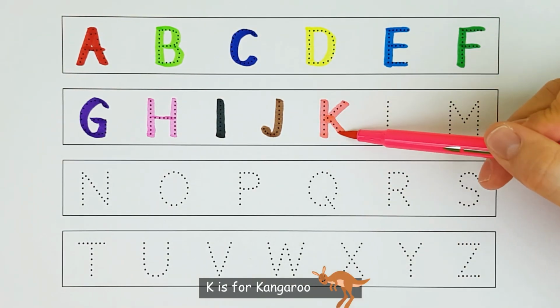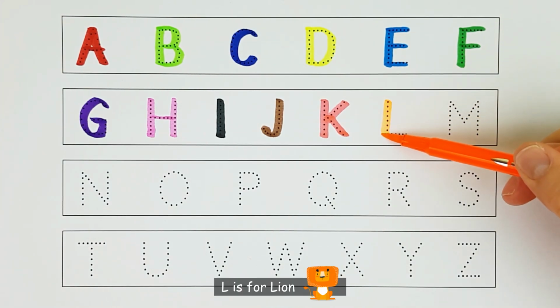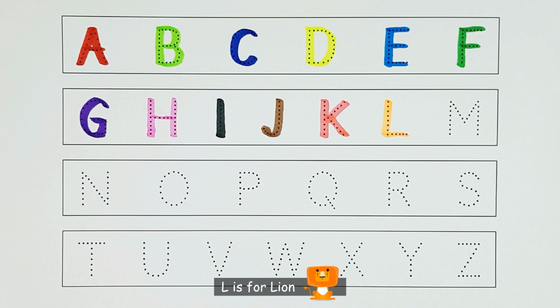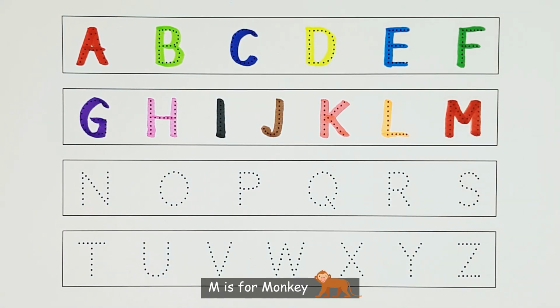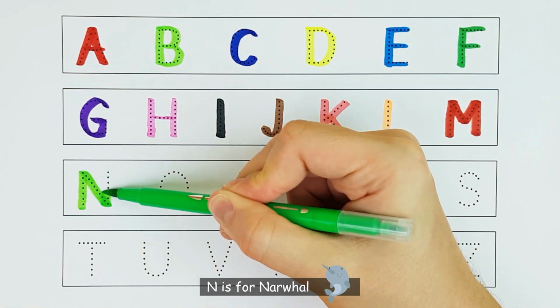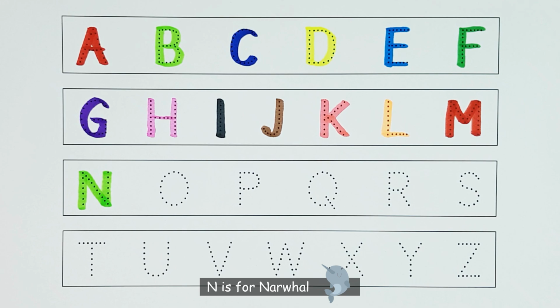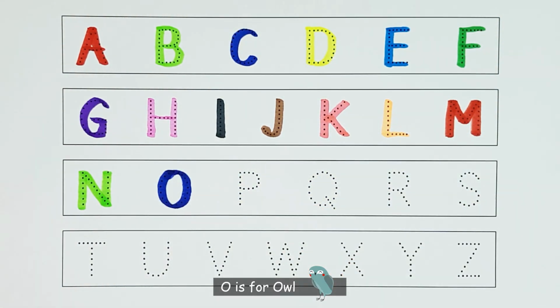K. K is for kangaroo. L. L is for lion. M. M is for monkey. N. N is for owl. O. O is for owl.